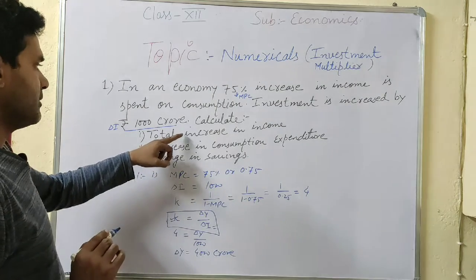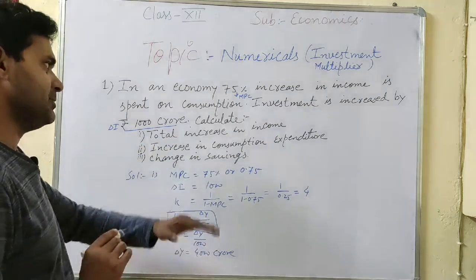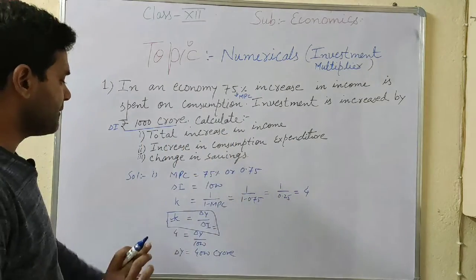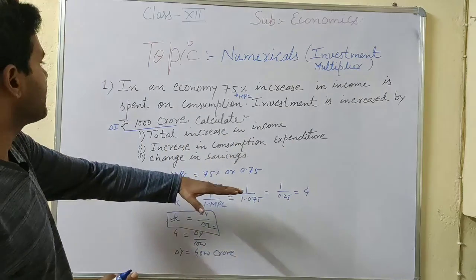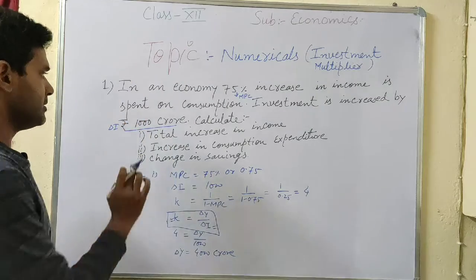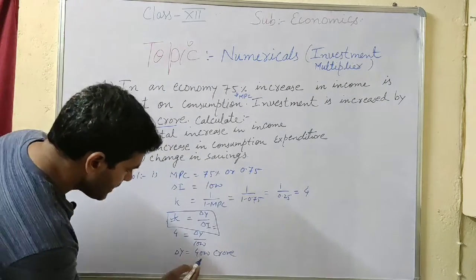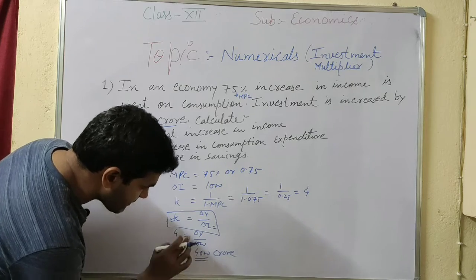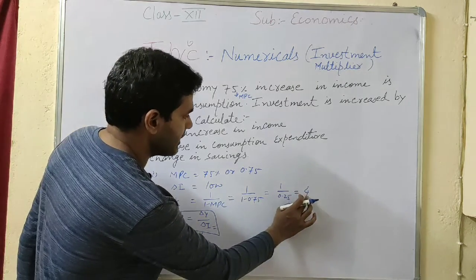Now the first part of this question has been solved. Total increase in income: if there is an increase in the level of investment of rupees 1000, the income will be increased by 4000. Why is it 4000? Because the value of the multiplier is 4.